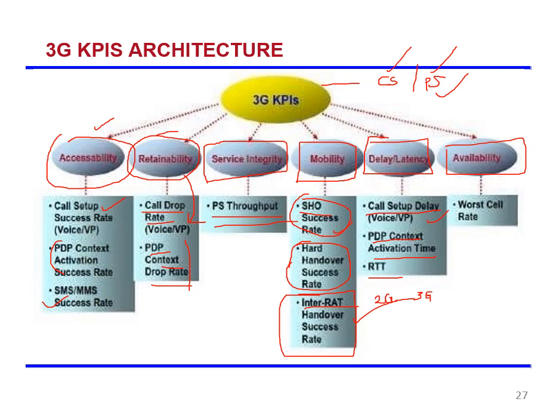Complete delay, full delay. So you should be seeing worst cell rate as the factor for the availability. The BTS which are down for the maximum period of time, that should be addressed. Those problems should be addressed. So these are the various KPIs and various categories of KPIs in 3G.